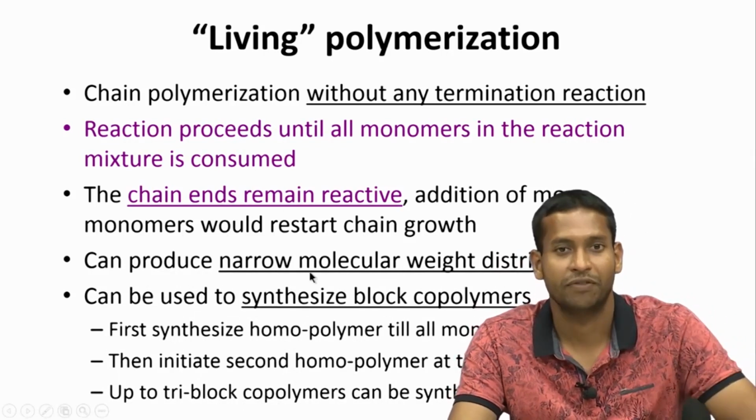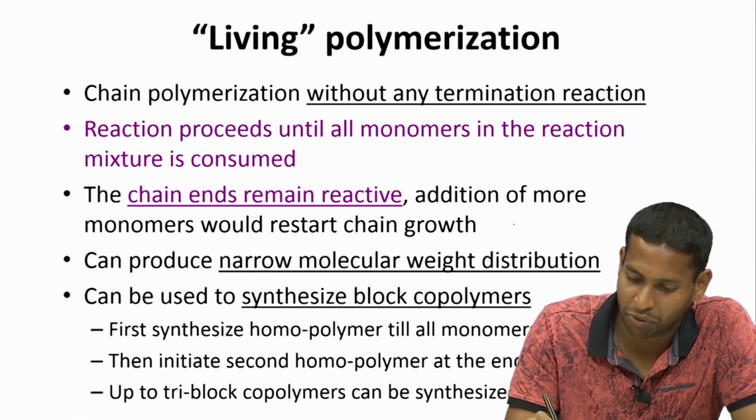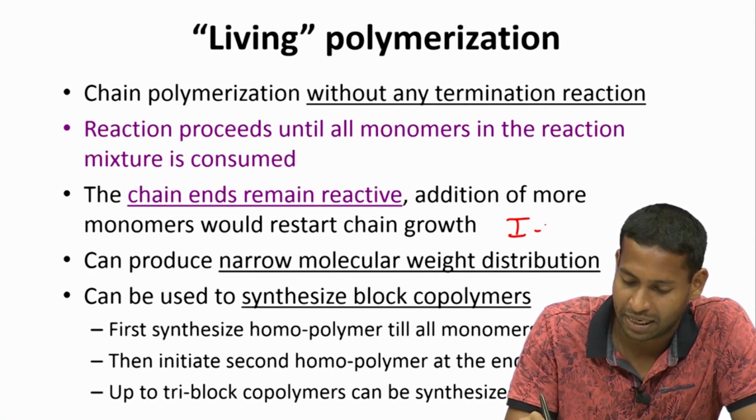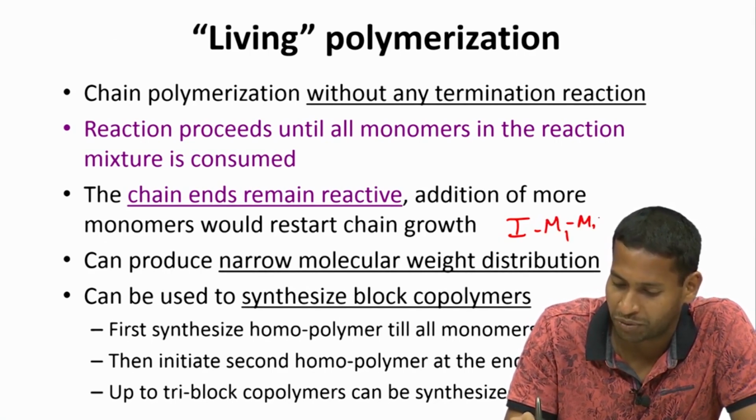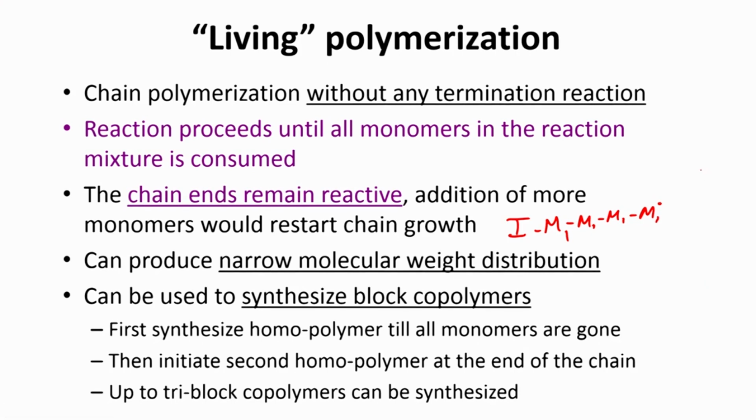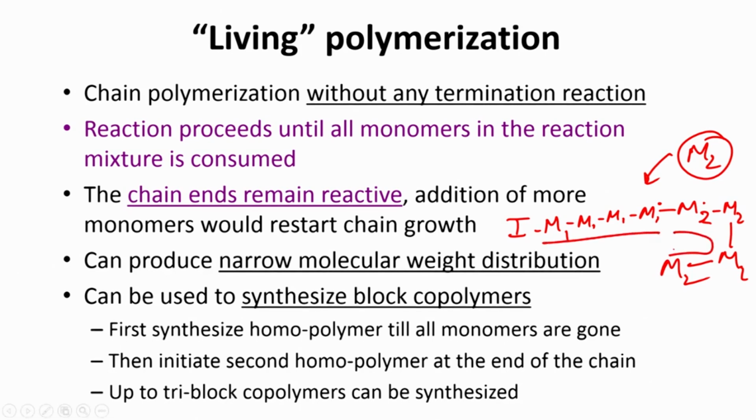So essentially we can synthesize block copolymers, because what will happen is you will have a molecule being generated here, which is I, let us say reacting with monomer 1 and continuing, and then let us say the monomer 1 finishes at this point, then if you add a monomer 2 to this reaction mixture with the active site already present, this will then continue to react with monomer 2 and essentially result in a block copolymer, because you have a block of M1 here and a block of M2 here. So, that is how you can continue to do this.